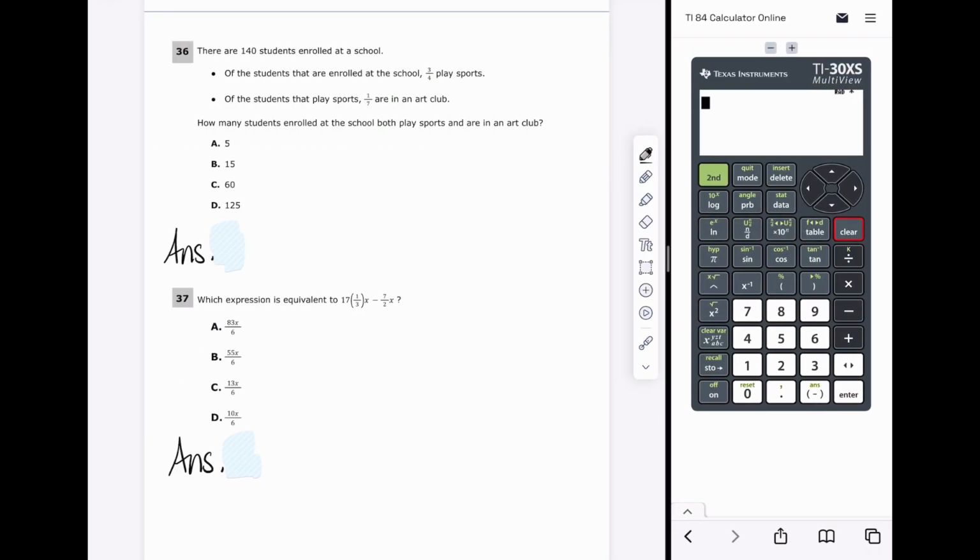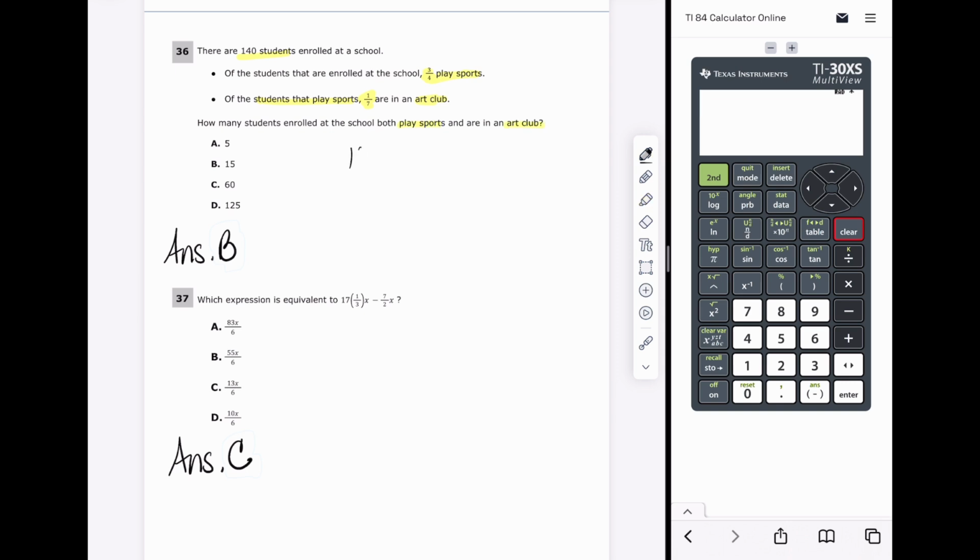Let's look at 36 and 37. 36 is B, 37 is C. All right, so check off with your work, and we'll start breaking it down. For 36, there are 140 students at the school. Of the students that are enrolled, 3/4 play sports. Of the students that play sports, 1/7 are in the art club. How many students both play sports and are in the art club?